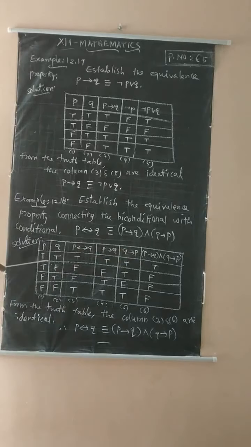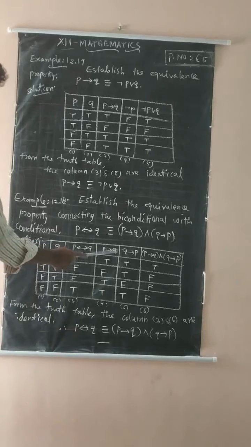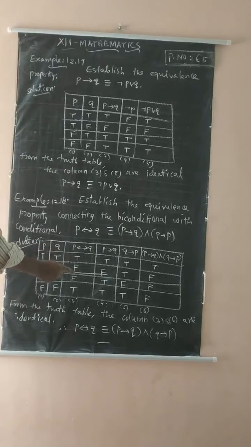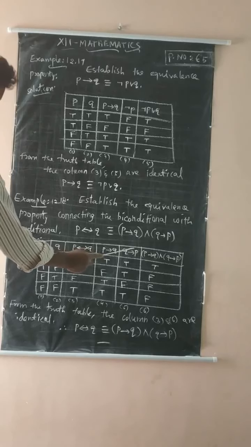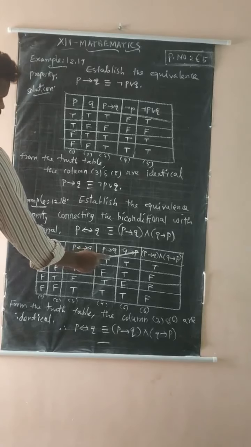P is true, true, false, false. Q is true, false, true, false. That is initially filled. P biconditional to Q is true when both have the same truth value. So the first and last have the same truth value: true, true, and the remaining are false. And then P conditional to Q: true, false, true, true.